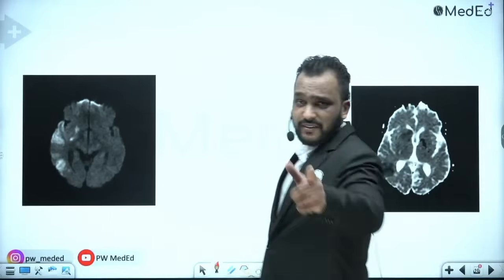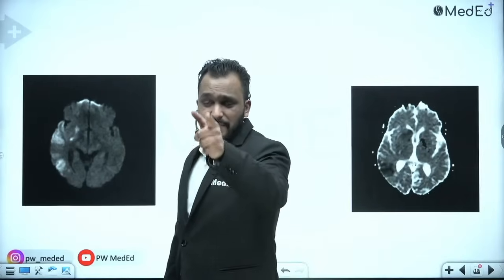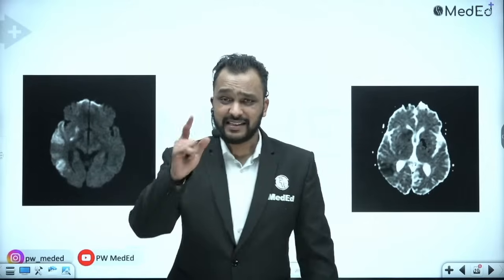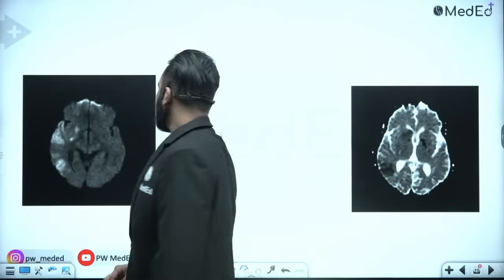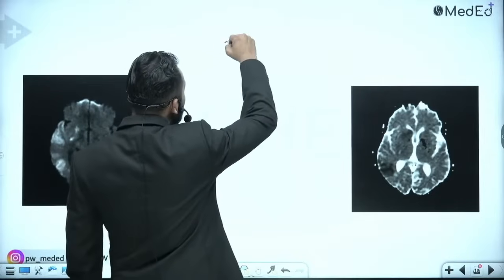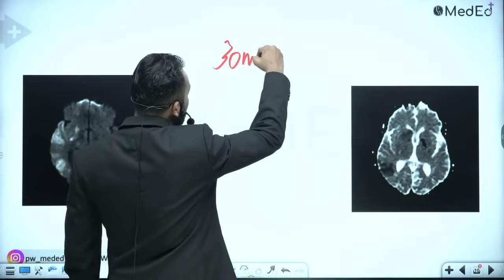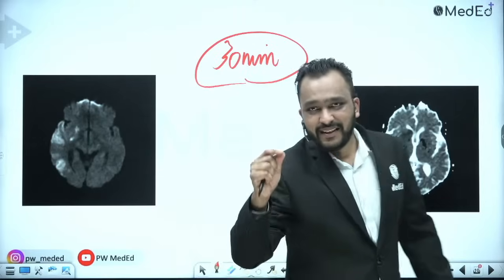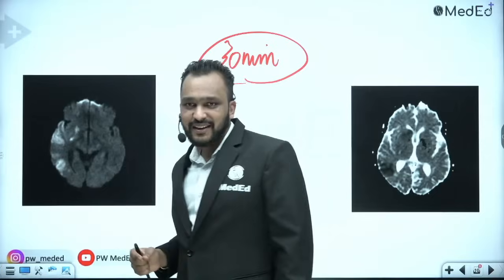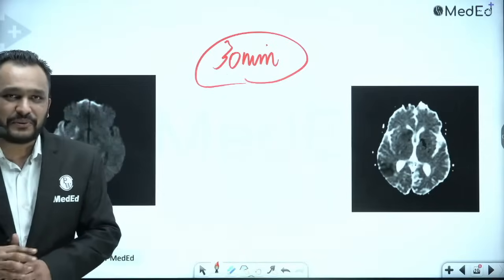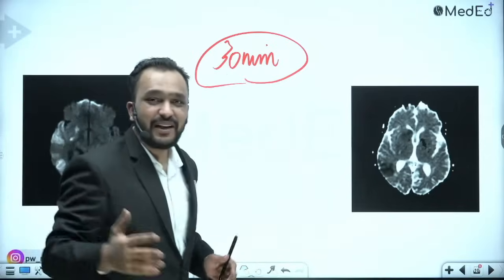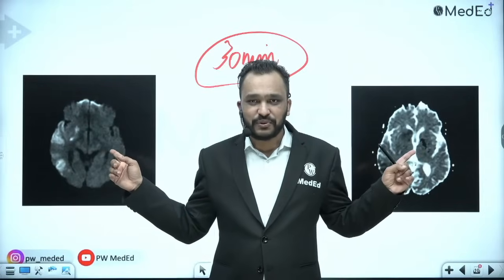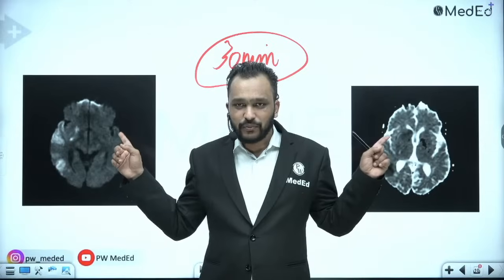But first of all, we should know what is the earliest imaging modality of choice for hyperacute stroke, in which imaging features will appear as early as 30 minutes. So this is the imaging modality of choice. What is this sequence?